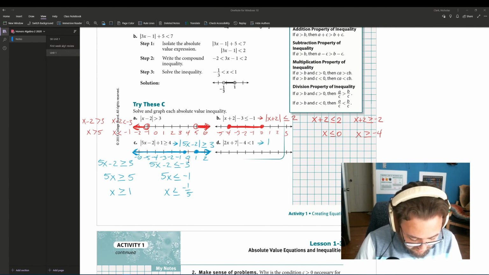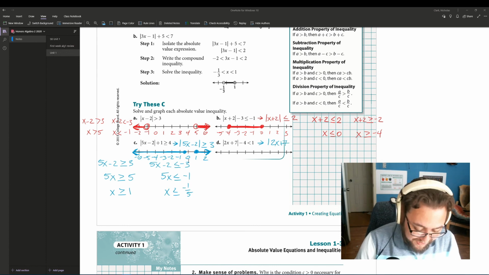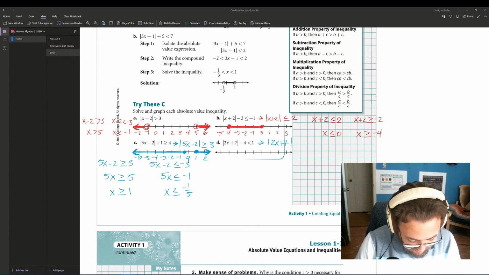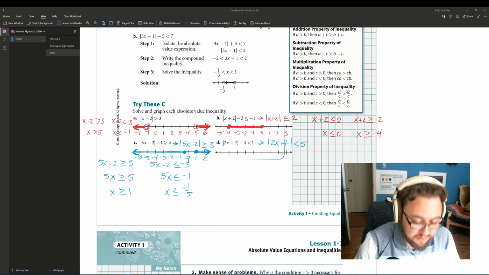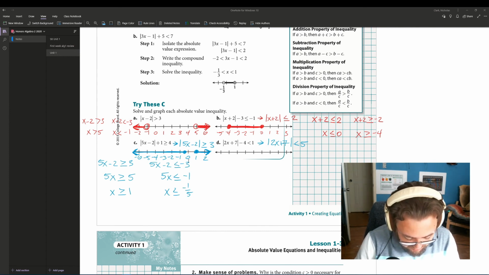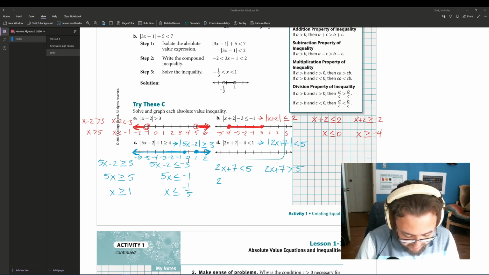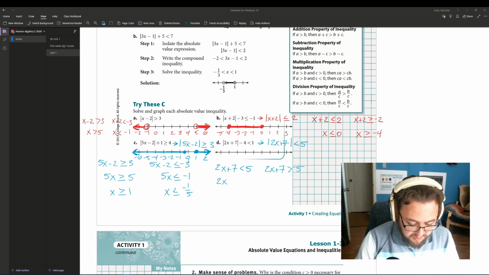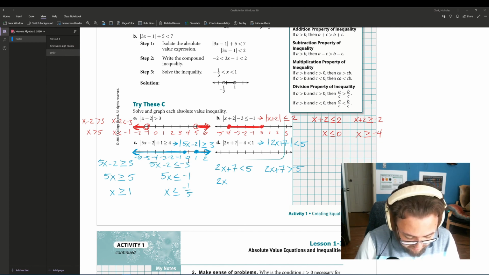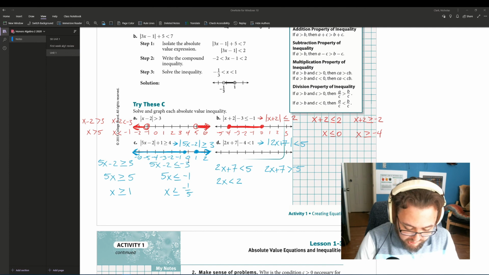The absolute value of 2x plus 7. We're going to add the 4 to both sides, so this is less than 5. All right. 2x plus 7 is less than 5, and 2x plus 7 is greater than negative 5. So I'm going to start by taking the 7 away. So we're going to say 2x is less than 2. Easy enough. Divide, and we get that x is less than 1.